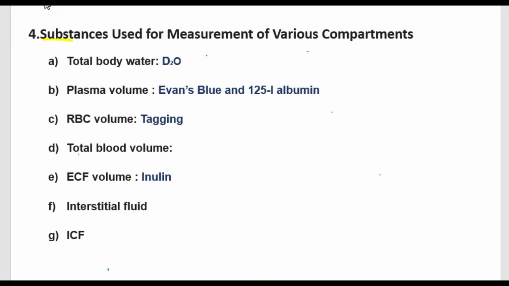The next topic is the substances used for the measurement of various compartments. What type of substance do we have to use to measure the volume of the different compartments listed below? For the total body water, deuterium is the best substance used, and we can also use tritium oxide and antipyrine.